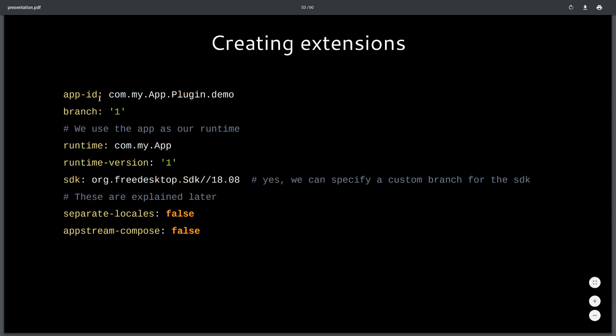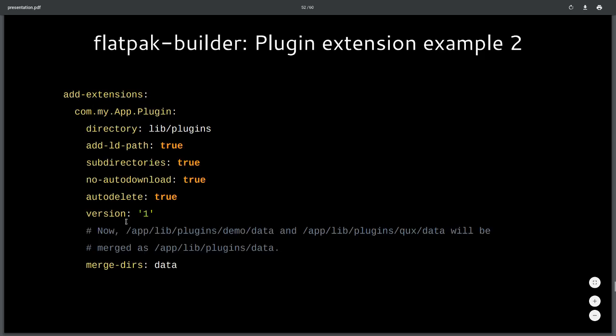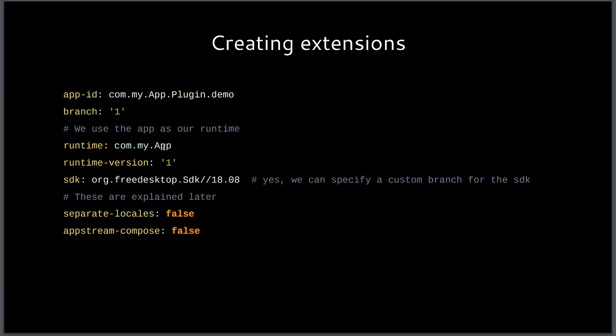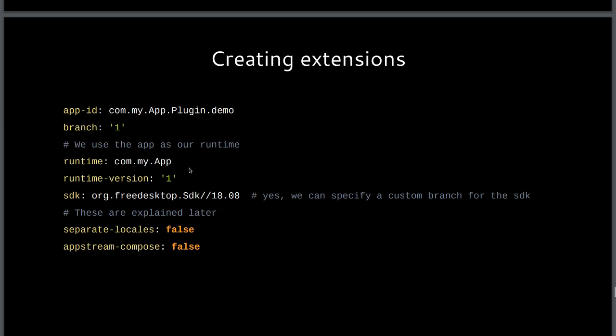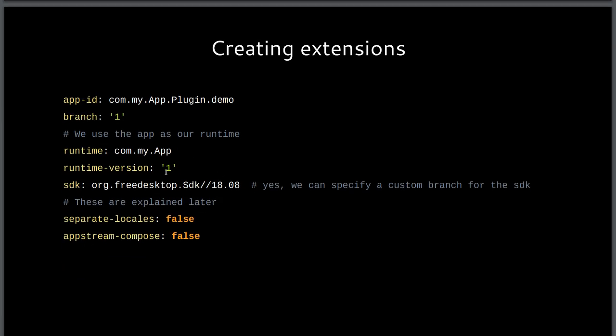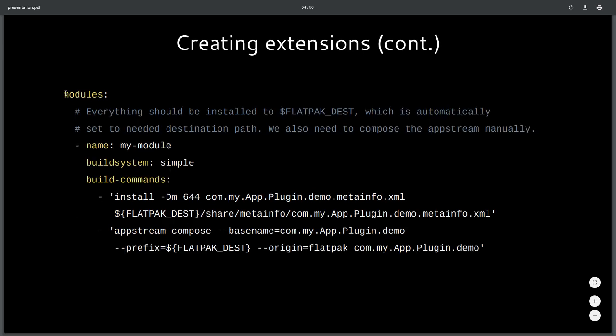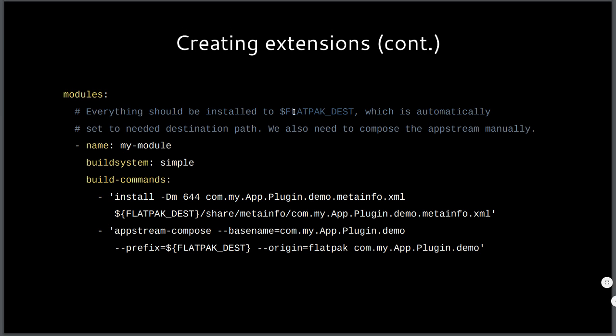Creating extensions, again, we want our branch of extension to match the version. Our app is going to be our runtime. That basically means that we can access all the files inside of our app while the extension's running, because that's how it's going to be run. For our SDK, normally the runtime version uses the SDK version, but in this case that's not going to work, so we need to specify the branch manually. We just use a normal SDK. These two options will be explained towards the end. And then in our extensions, we want to install everything to FLATPAK_DEST, which will automatically be set to our destination directory.